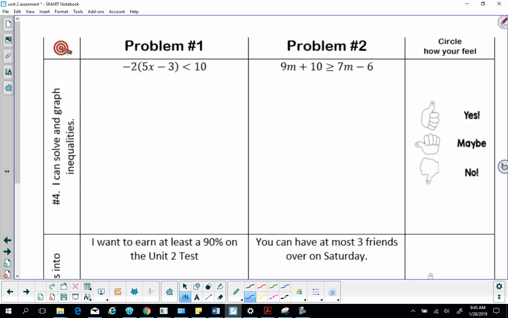Inequalities. So first I draw my river, then I distribute that negative 2 to both terms, so I get negative 10x plus 6 is less than 10.